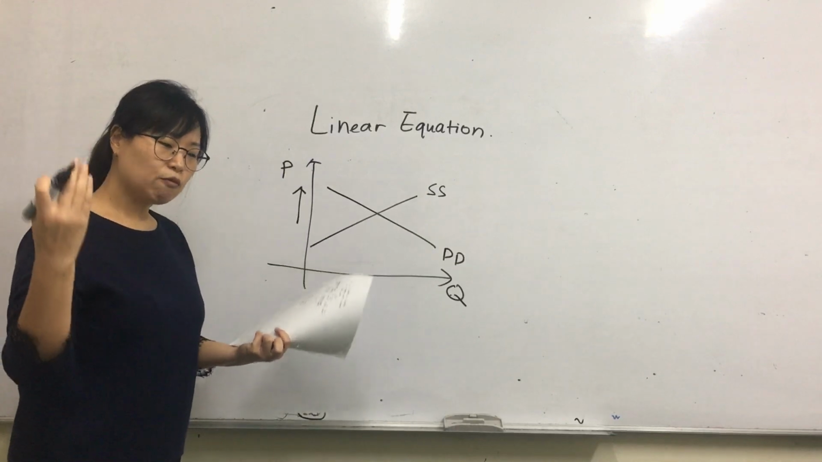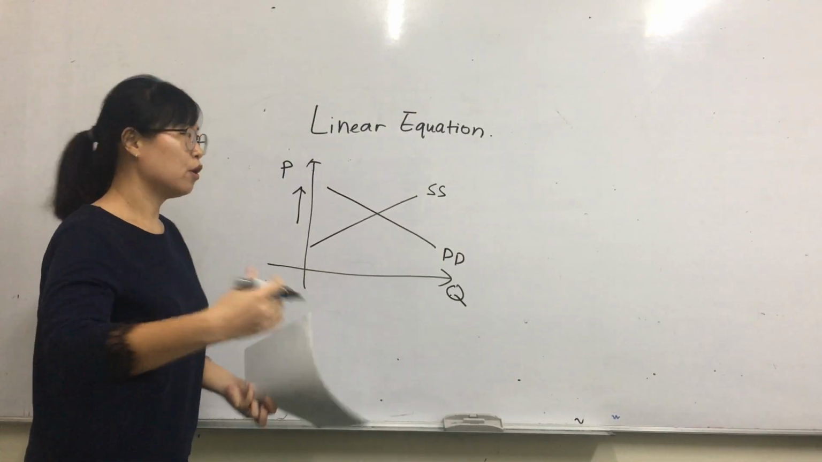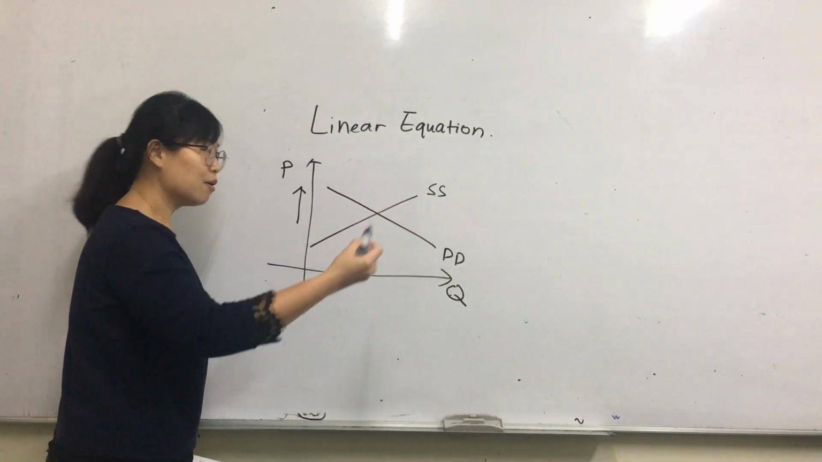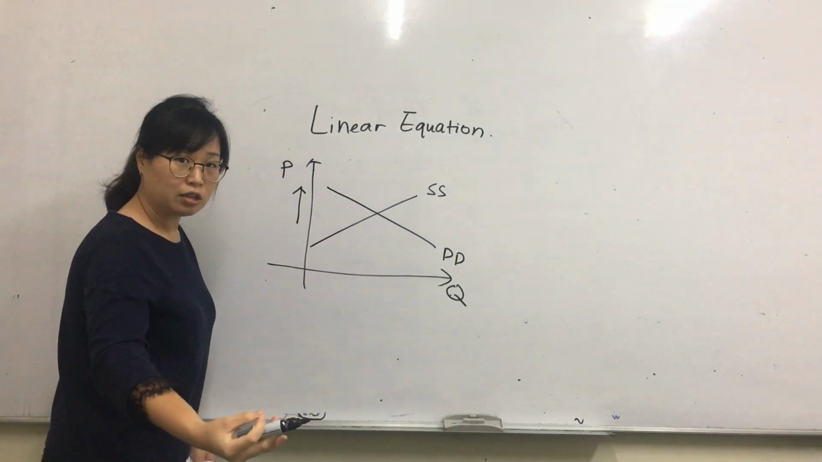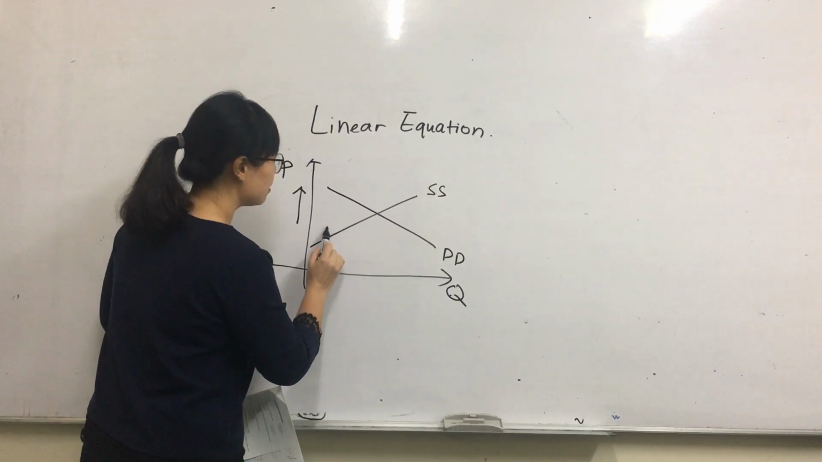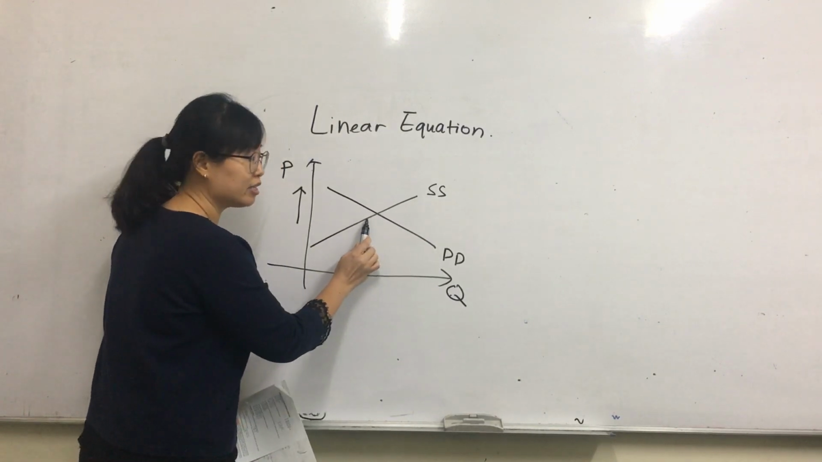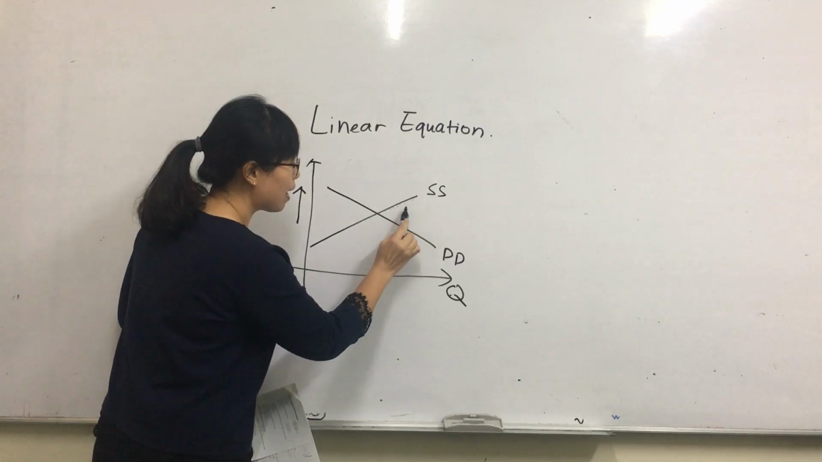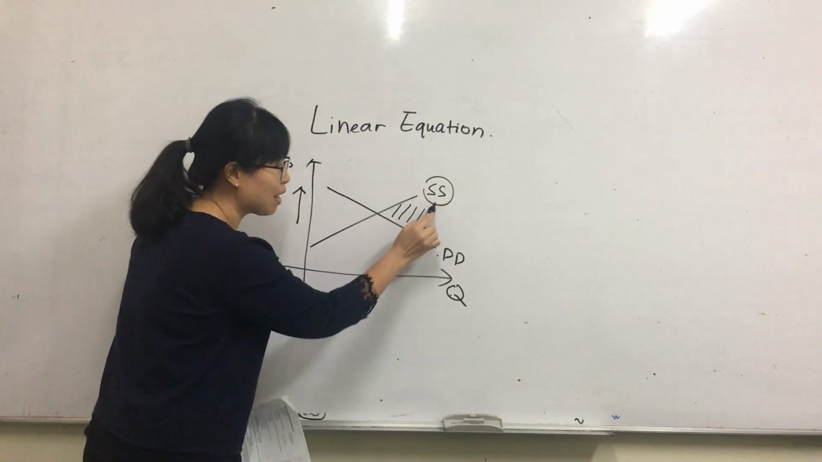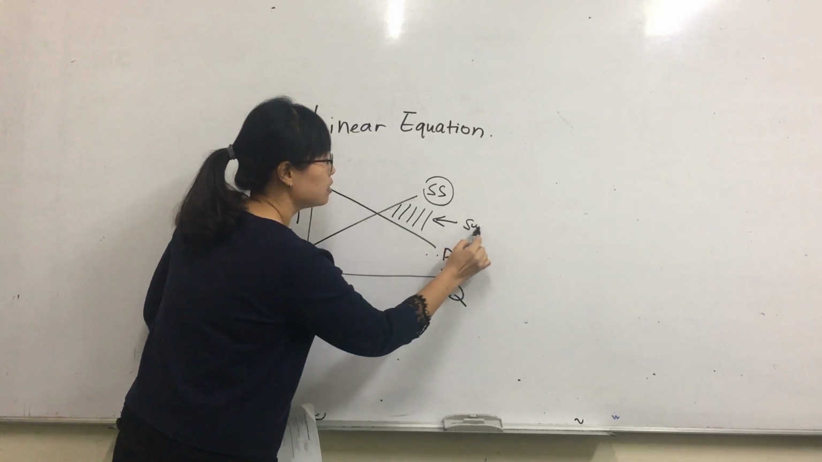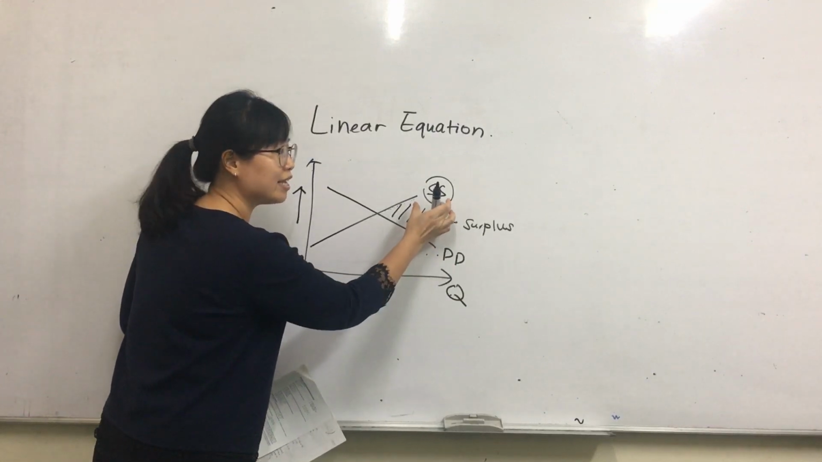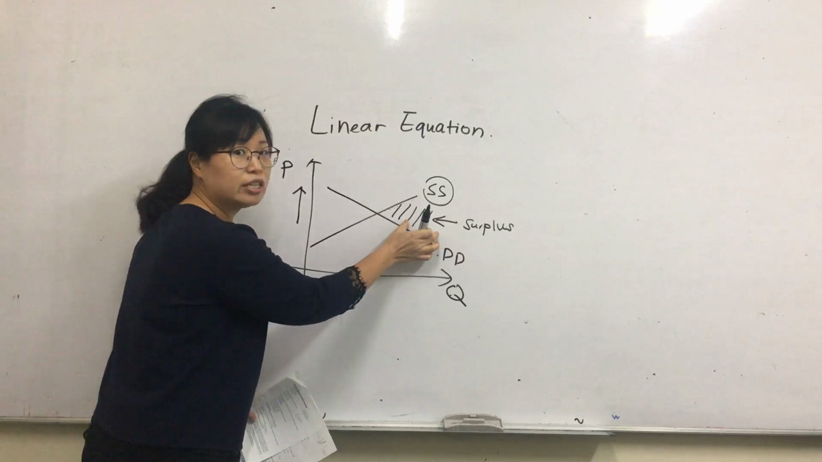So for example, if you are the supplier, of course you would like to increase the price. When the price increases, you produce a lot, then you earn a lot. But let's say you keep increasing the price and the quantity supplied, up to a point where the supply is more than the demand. This is what we call a surplus. Your product is too much for the market, so it is actually waste.